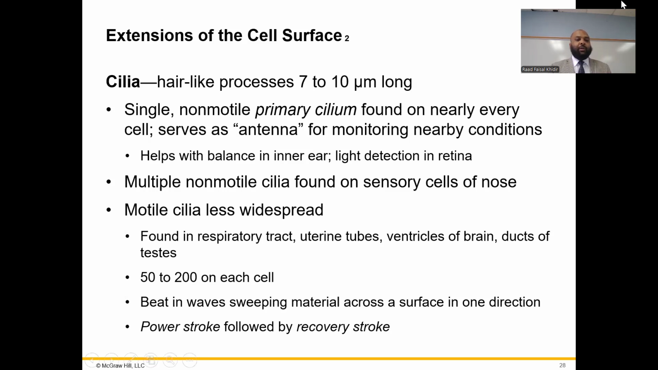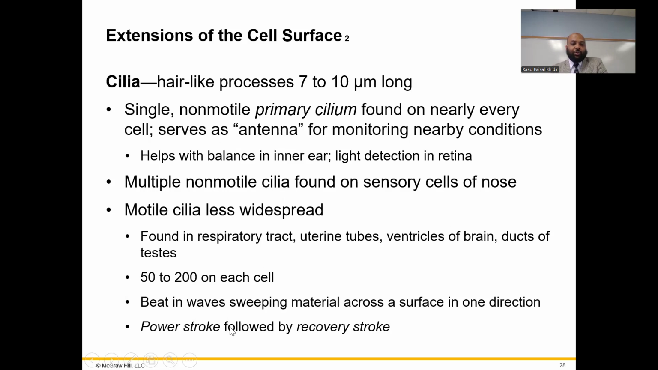So there are multiple non-motile cilia found on the sensory cells of the nose, and they are very important processes. They are very important non-motile projections that have significant functions in the inner ear, as we said, and in the retina. The motile cilia are less widespread. They are found in the respiratory tract, the uterine tubes, the ventricles of the brain, and the ducts of the testes.